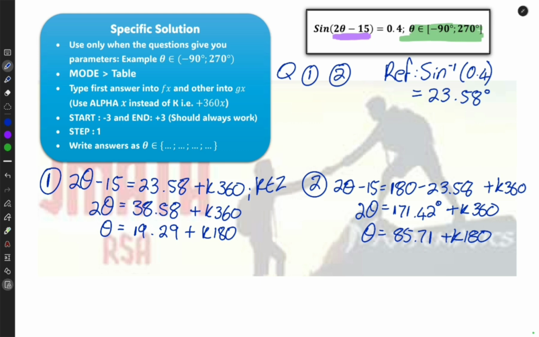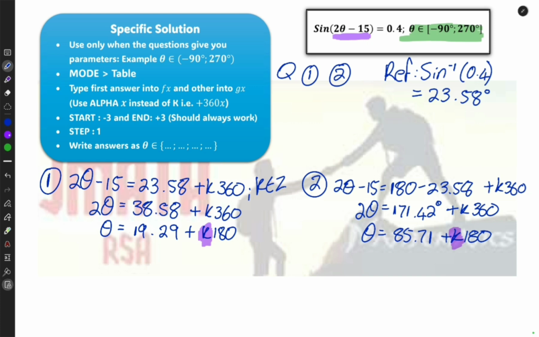If the question just asked me what is the general solution, I would stop there and I would get full marks. But now they asked me to solve for theta specifically between minus 90 and 270. So now we go over to specific solution. And here in the blue block are the steps for specific solution. So you can do this manually and just sub in a -1, a 0, and a 1 into both k values and then get the answers.